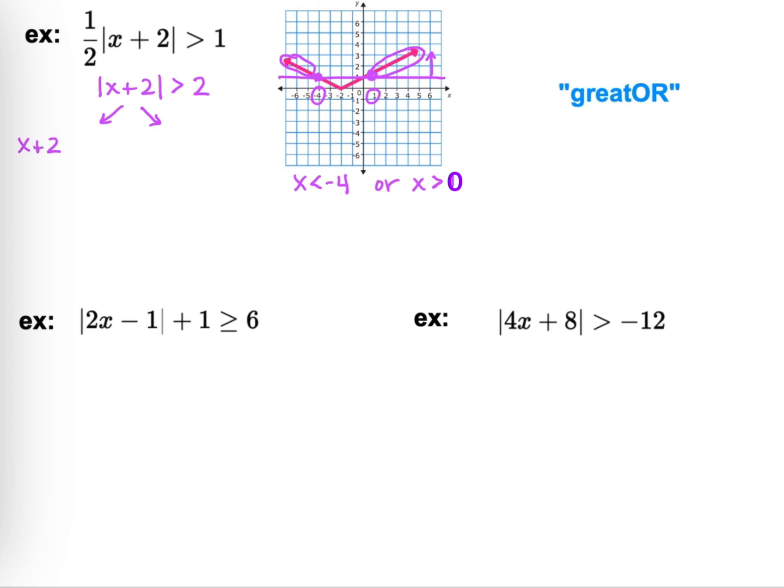X plus 2 greater than 2. This time it's a greater. If it says greater than, we're going to put an "or" in the middle. Or the opposite of x plus 2 is greater than 2. I always divide this negative out right away. When you divide a negative, it's going to flip the symbol. And then we just solve both of those.